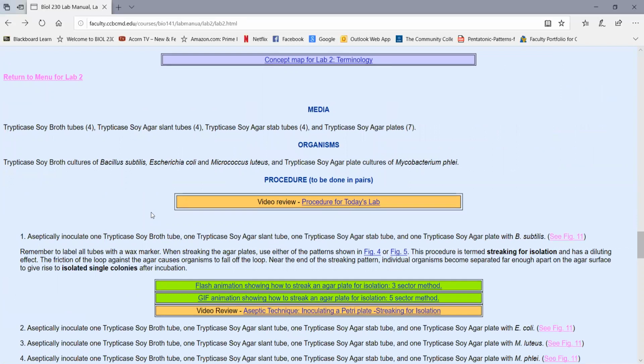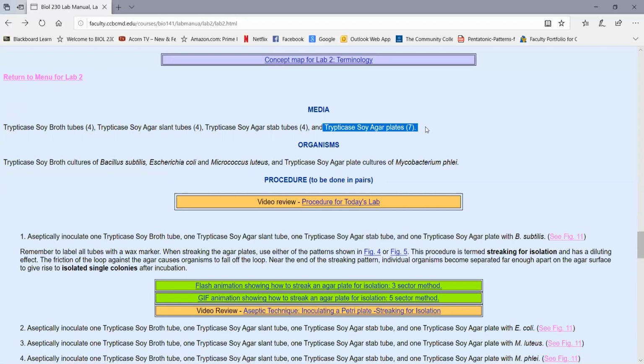So there are 4 different forms of media you're going to use today. You'll be working in pairs, so each pair will need 4 trypticase soy broth tubes. Remember, that's the liquid medium. 4 trypticase soy agar slant tubes that have the slanted surface to inoculate. 4 trypticase soy agar stab tubes where we stab the agar. And eventually 7 trypticase soy agar petri plates, 4 for the 4 bacteria we're growing and 3 extra that we're going to contaminate in step 6.